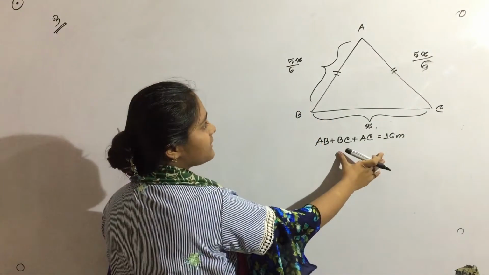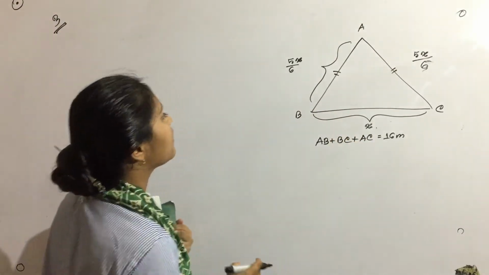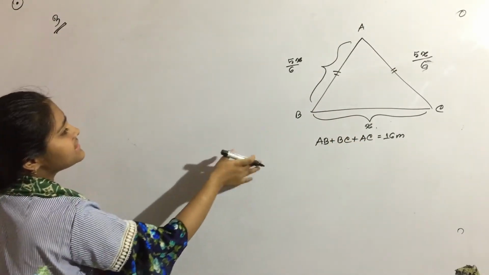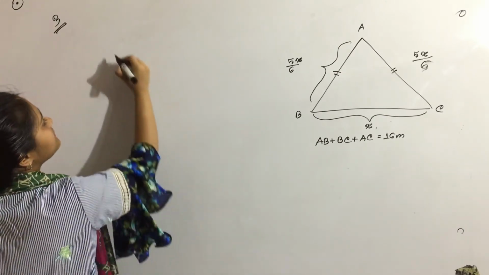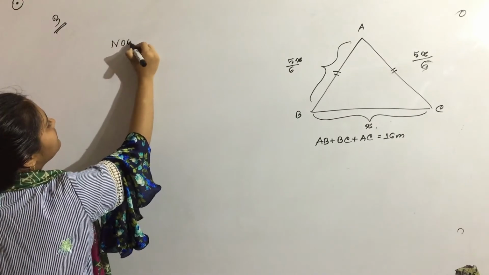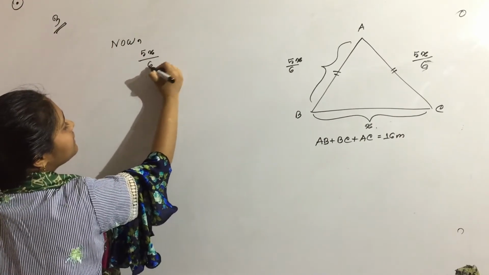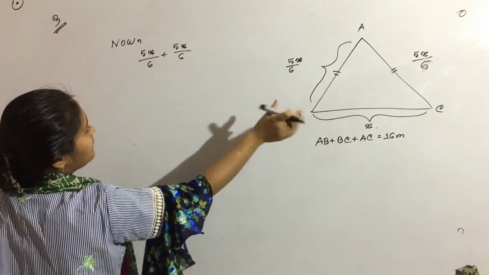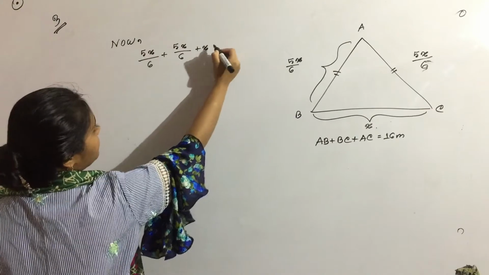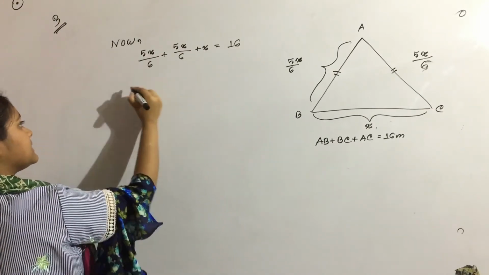The perimeter is given and all three sides have been calculated with a variable. So we can write in this case, similarly we will form an equation as we have in the first two maths. 5 by 6 plus 5 by 6 for both the equal sides plus x for the base side equals 16, since the perimeter is 16.